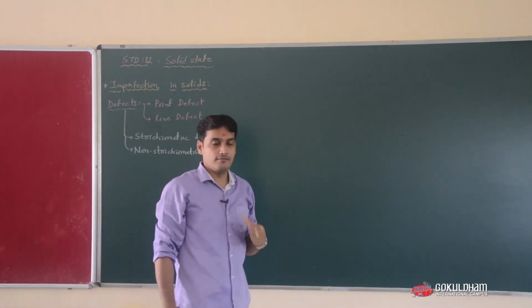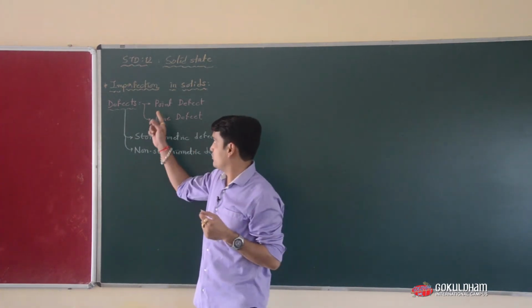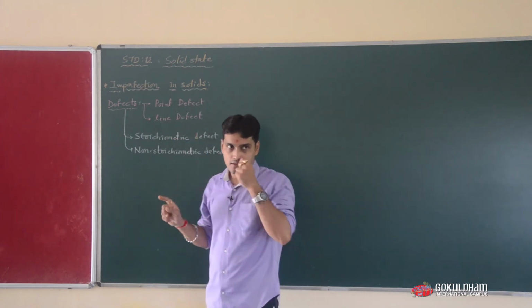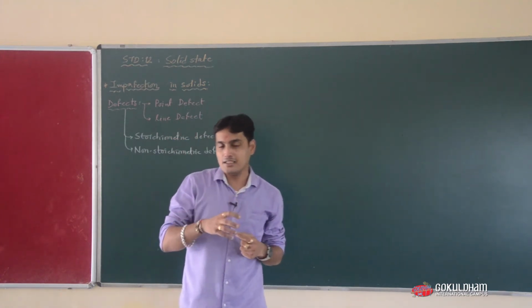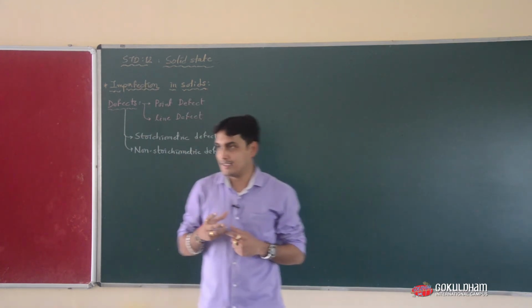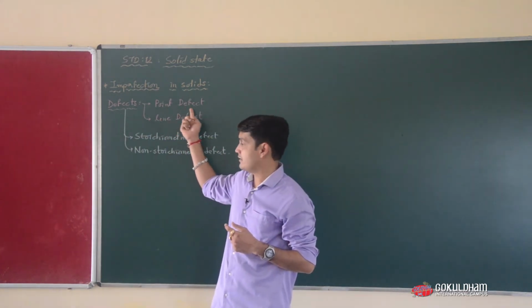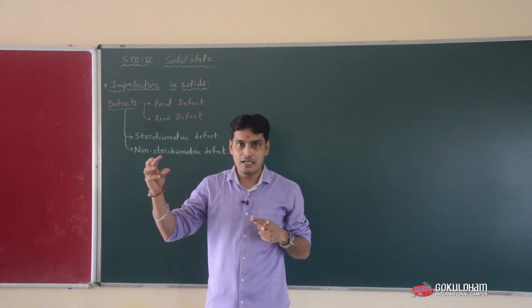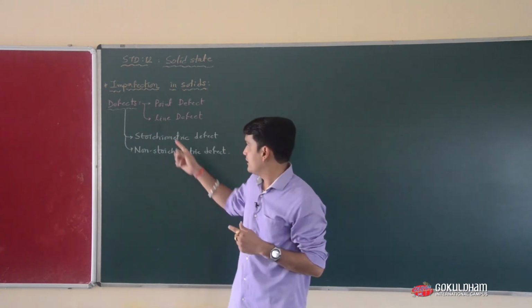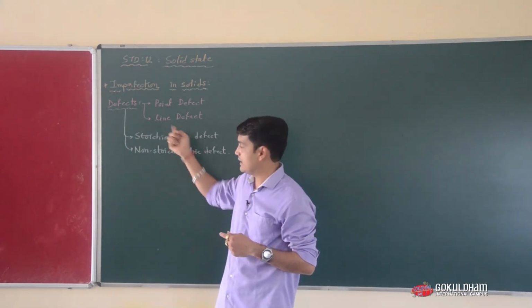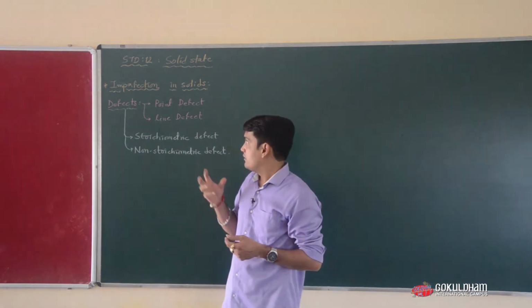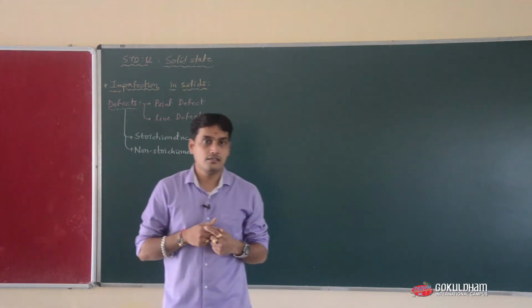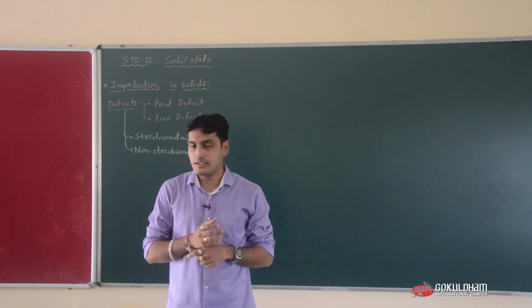Imperfection means defect. The defects have two types: point defect and line defect. From the solids, some particles are missing. At that time, we call it a point defect. But if from the lattice or crystal a whole line is missing, at that time this defect is known as a line defect. This imperfection occurs in solids for various types of reasons.